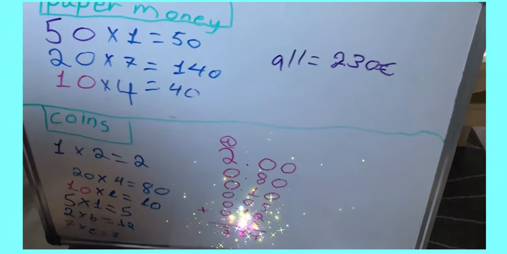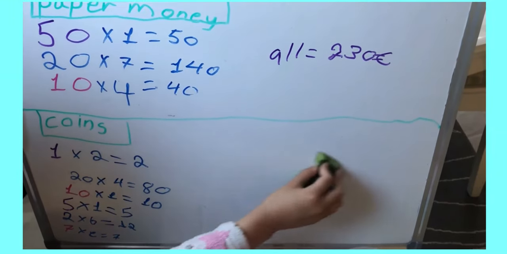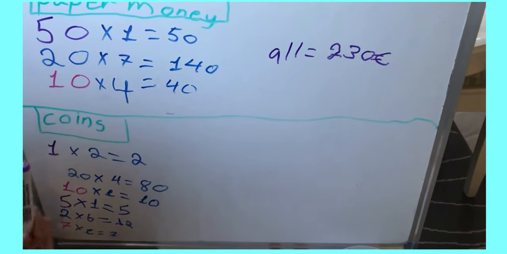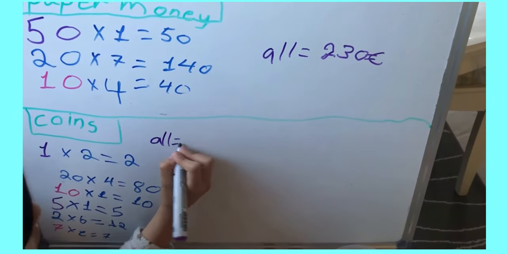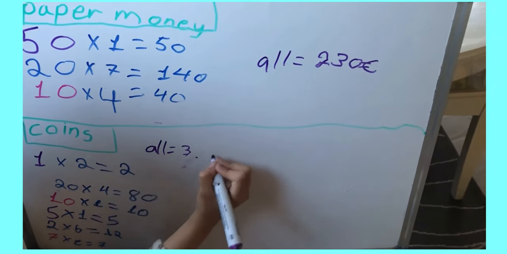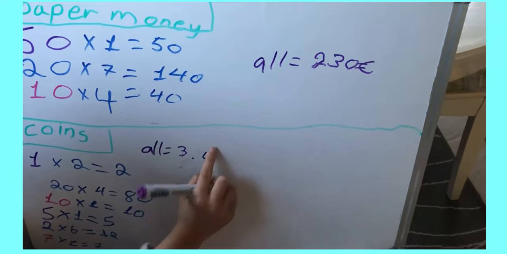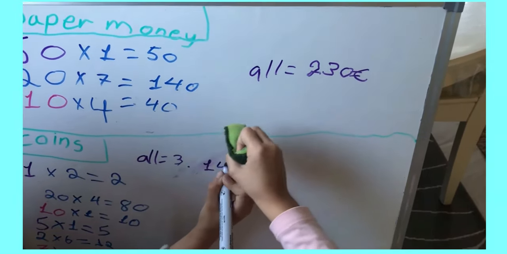Now, let's put all of it together. All of this equals 3 euros and cents.